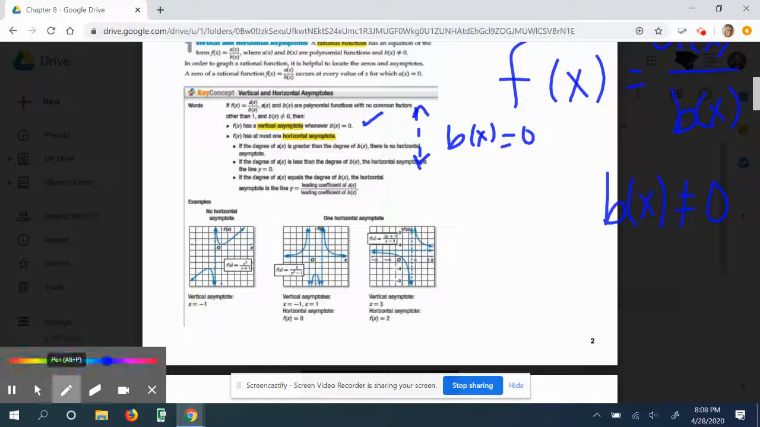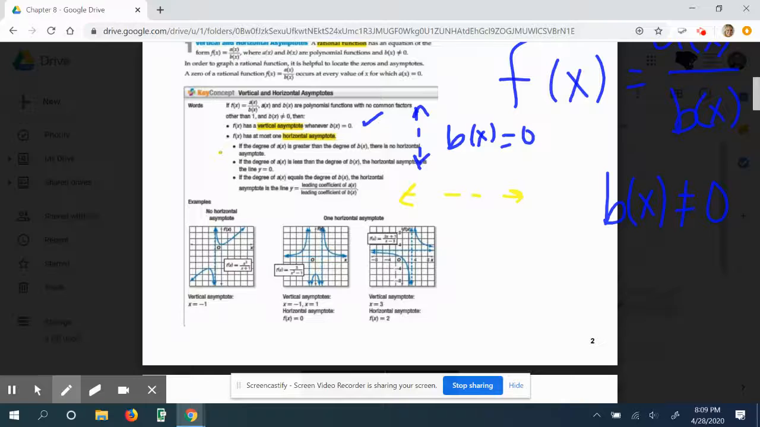The horizontal asymptote, this way, or I guess I should make it a dotted line. The horizontal asymptote, here's a couple things. The first one says if the degree of a of x is greater than the degree of b of x, there is no horizontal asymptote. So for example, if we have an x squared on top and an x on the bottom, there's going to be no horizontal asymptote.